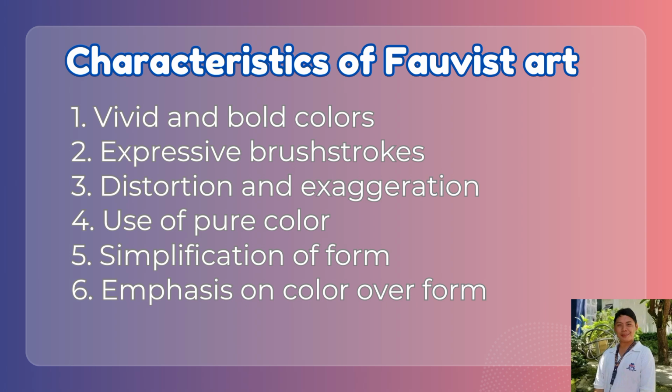Simplification of form. Fauvist artists simplified forms, breaking them down into basic geometric shapes like circles, squares, and triangles. This simplification was a way of emphasizing the expressive potential of color and light. It also reflected the influence of post-impressionist artists like Cézanne, who focused on the fundamental geometric structure of objects.